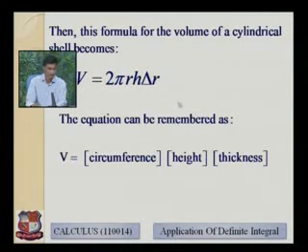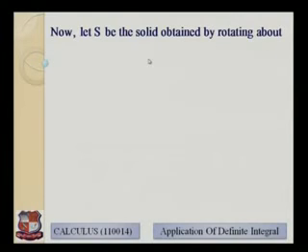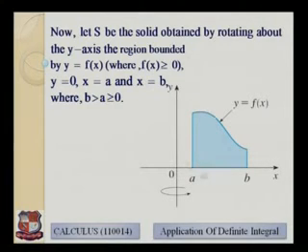So now considering one solid which is rotating about the y axis, and the region is bounded between x is equal to a to b, where b is greater than a, which is greater than or equal to 0, and also y is equal to 0. So this is the solid that we have considered. y is equal to f of x, one function which is a positive continuous function on the given interval.